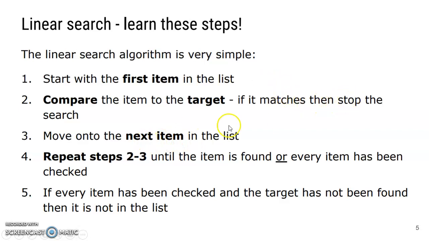If it matches, then stop the search, but if it doesn't, move on to the next item in the list. Repeat steps 2 and 3 until the item is found or every other item has been checked, basically until you get to the end of the list and you've checked everything. If every item has been checked and the target has not been found, then it is not in the list. And obviously if you found it before that, you will have maybe broken out of the list.